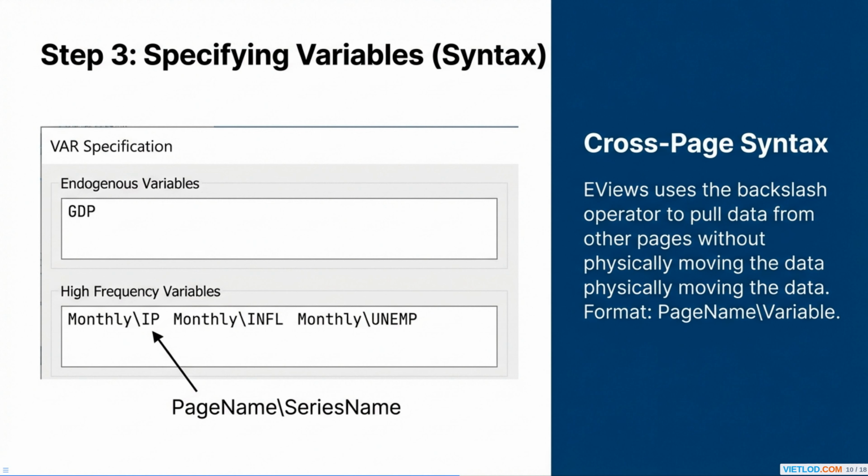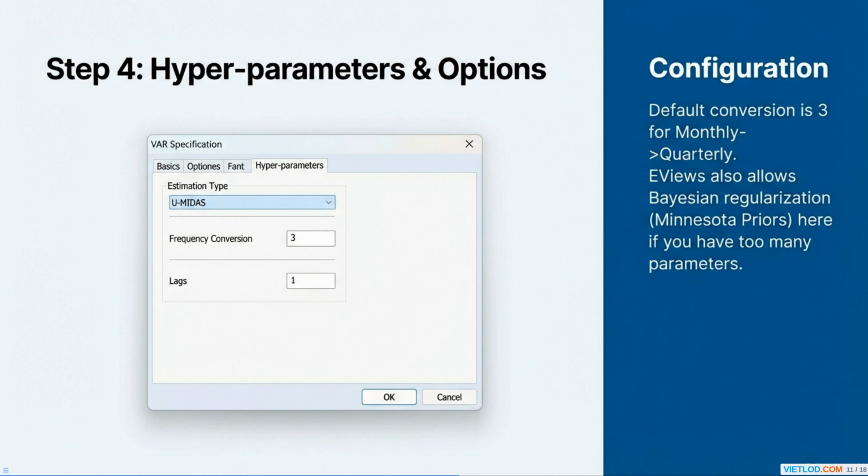This method is very efficient because it doesn't require you to physically copy and paste or merge data. EViews handles the alignment and stacking behind the scenes based on the dates in each page. As shown in the image, we would enter GDP as the endogenous variable. In the high-frequency box, we would enter monthly\IP, monthly\inflation, monthly\unemp to include all 3 of our monthly indicators. With the variables specified, the final step before estimation is to configure the model's hyperparameters.